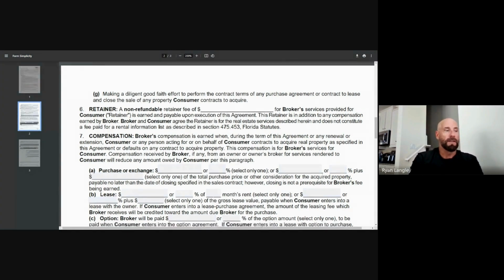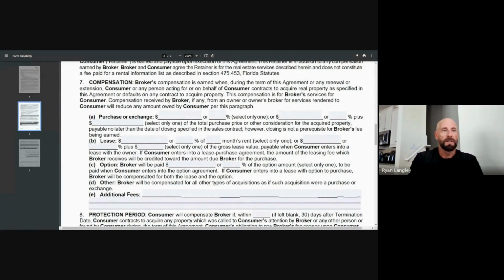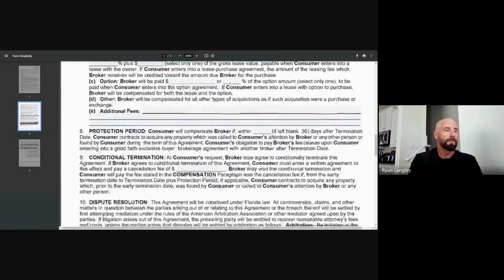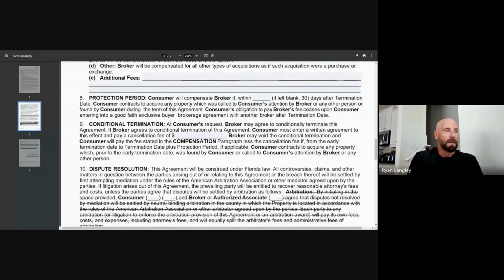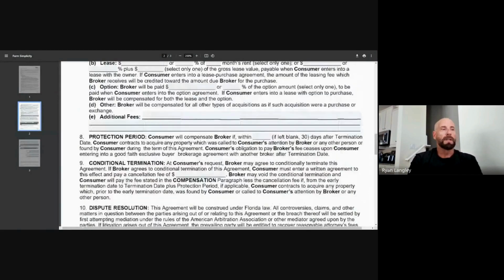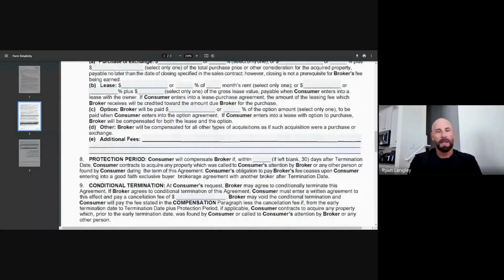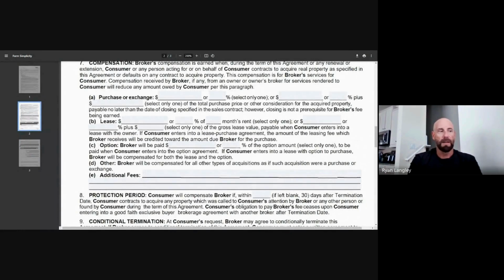Non-refundable retainer fee. So we get you paid on that, purchase and exchange. So this is where you put your 3% plus, if you're listening right now, either 350 or 175. Conditional termination. You cannot leave this open-ended, guys. I get questions on that every day. We've discussed it, I know, at length in here. You cannot leave it open-ended.